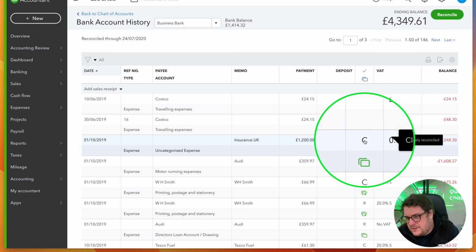There's also a C at the top. That means that they are tentatively reconciled.